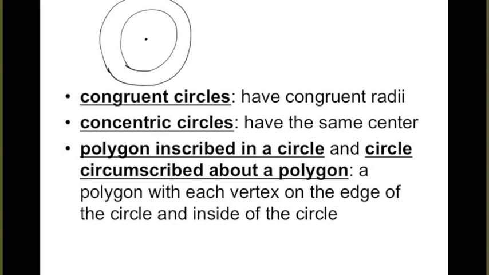Our last term actually has two terms with it because there's two different ways to describe the same picture. So we're only going to draw one picture for this thing, but there's two different ways to describe it depending on which part of the picture we're focusing on. So it says a polygon inscribed in a circle, or a circle circumscribed about a polygon.